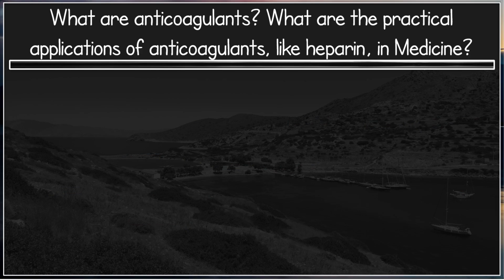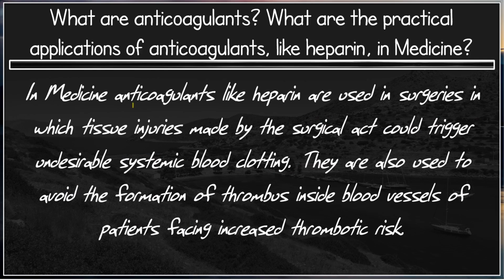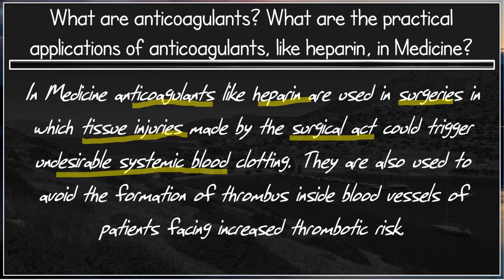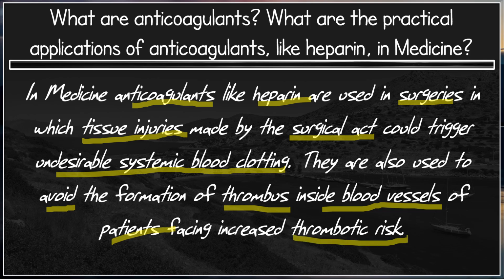In medicine, anticoagulants like heparin are used in surgeries in which tissue injuries made by the surgical act could trigger undesirable systemic blood clotting. They are also used to avoid the formation of thrombus inside the blood vessels of patients facing increased thrombotic risk.